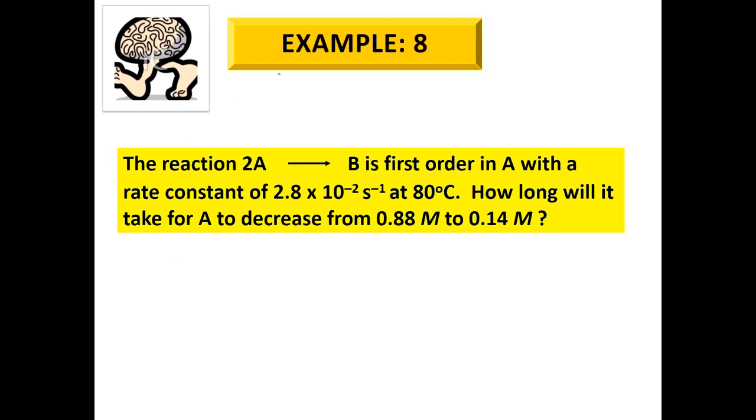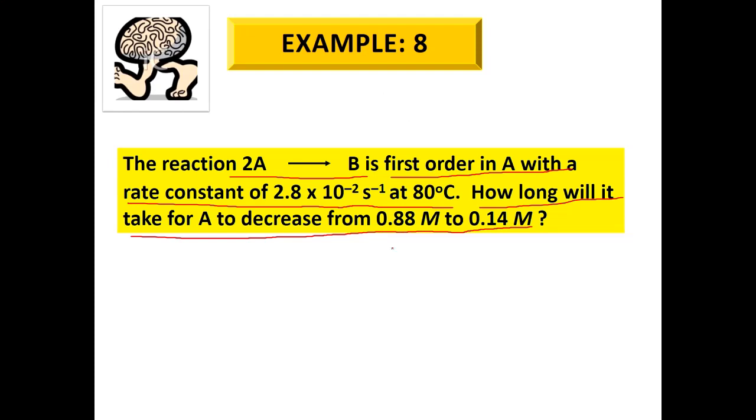Now we look at example 8. The reaction 2A to produce B is first order in A with a rate constant of 2.8 times 10 to the power negative 2 s negative 1 at 3 degrees Celsius. How long will it take for A to decrease from 0.88 molar to 0.14 molar?